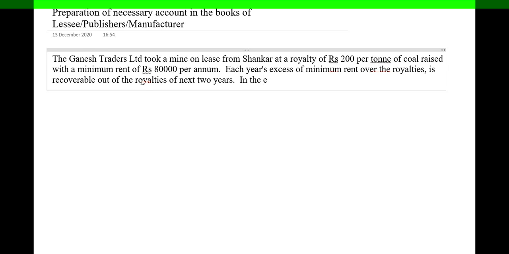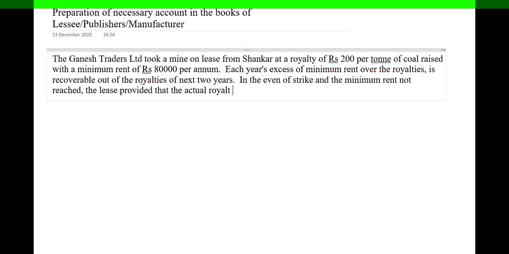In the event of strike and the minimum rent not reached, the lease provided that the actual royalties earned during the year will discharge all the rental obligations for that year.